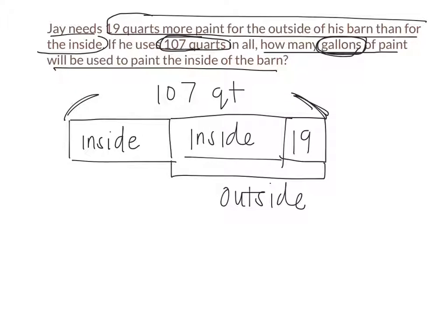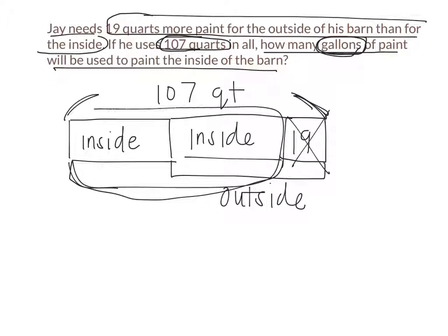Okay, so how can I use this tape diagram to help me figure out how much to use for the inside? Well, I can see that there's 2 insides plus 19, right? So if I take away this 19, will that show me how much it was for the 2 insides? Right? So how can I find out how much to use for the 2 amounts of inside? I can do 107 minus 19.